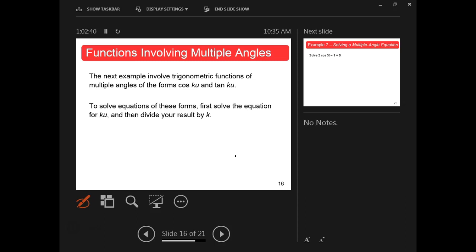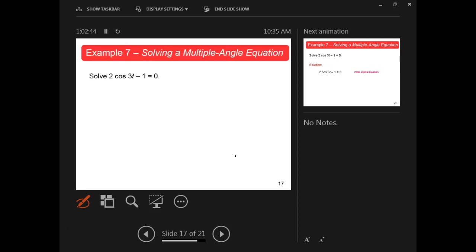So let's do example 7. 2 times the cosine of 3t minus 1 is equal to 0. Where do you start?